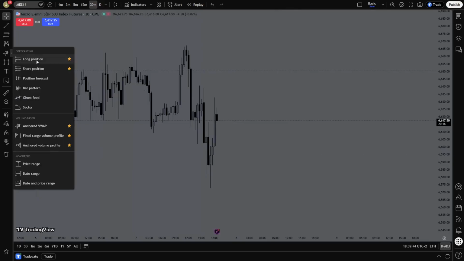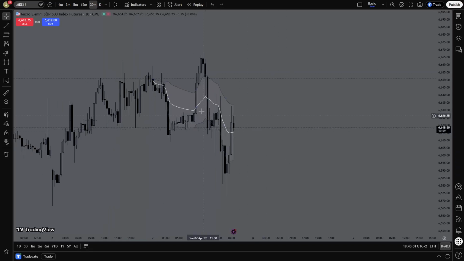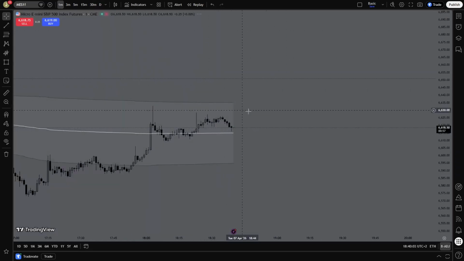All right. So you click on this section where you find the long positions, short positions, and you just go over and pick this one, and you just go find your midnight point and just tap it. All right. So this is my VWAP.